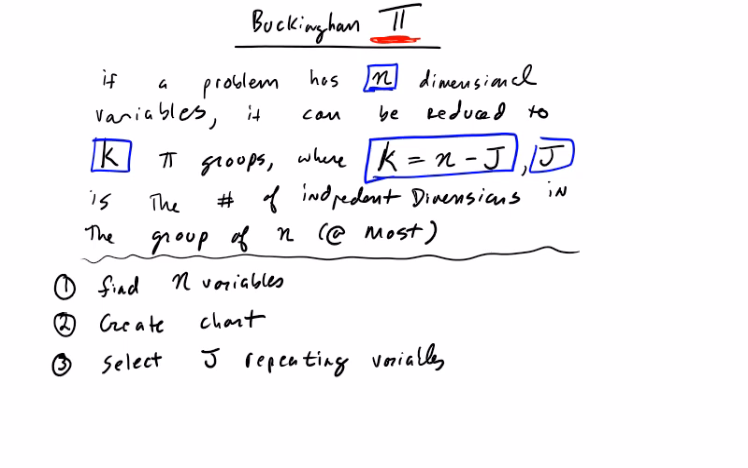All right, so you select your j repeating variables, all right, and these j repeating variables are going to be used to find all the other dimensionless parameters. So you use j variables to create k pi groups. All right, that's the basic idea here. So how do we do this?